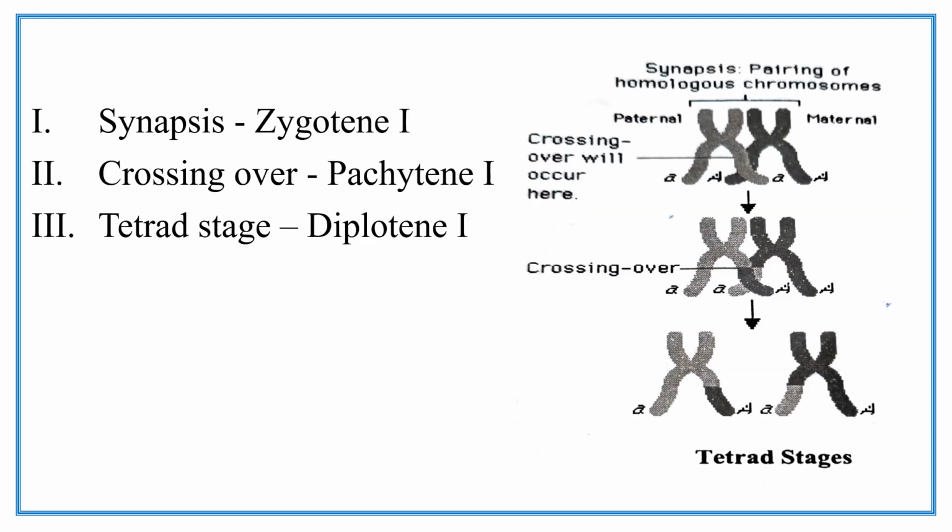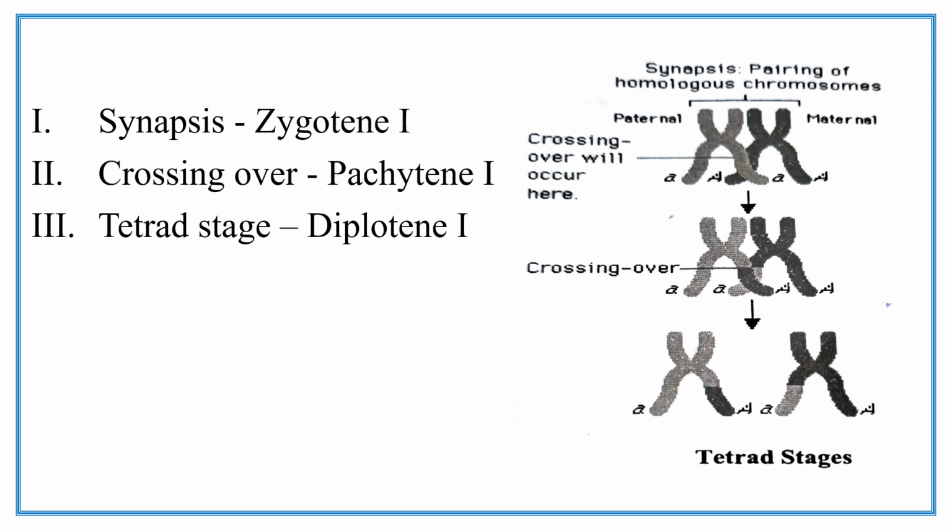So these are the three stages of meiotic crossing over: synapsis, crossing over and tetrad stage. Synapsis takes place in the zygotene of the prophase. Here you can see a homologous chromosome pair which is replicated in the S phase. These two homologous chromosomes are held together by the synaptonemal complex. Synapsis means the pairing of the homologous chromosomes, and here you can see that crossing over will occur.